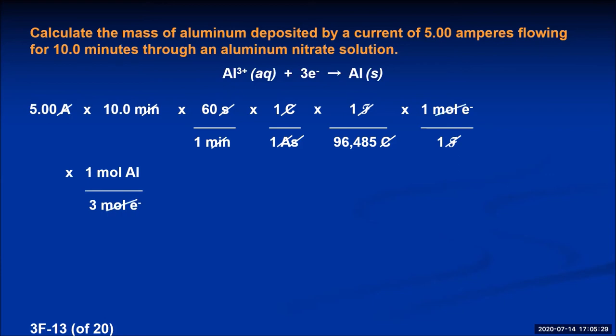1 mole of aluminum on the top, and we now know how many moles of aluminum must be produced in this electrolytic cell. Use aluminum's molar mass, and you can calculate how many grams of aluminum will be produced. And to 3 significant figures, this comes out to 0.280 grams of aluminum.